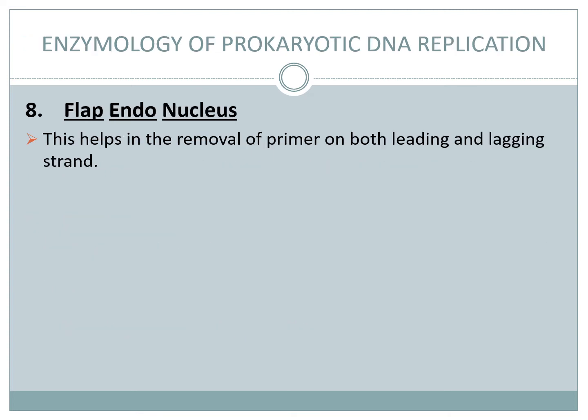And the last one is the flap endonuclease. This helps in the removal of primer on both leading and the lagging strand. Once the primer's work is done, it has to be removed. So the flap endonuclease enzyme does its job.